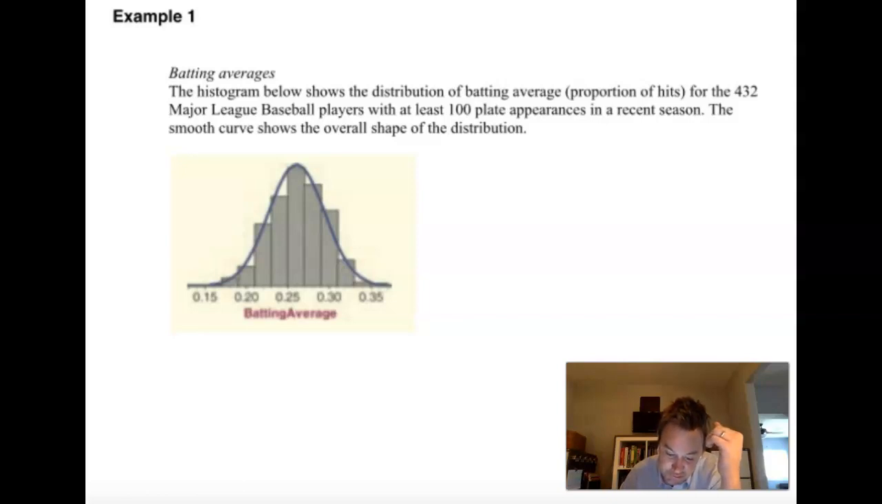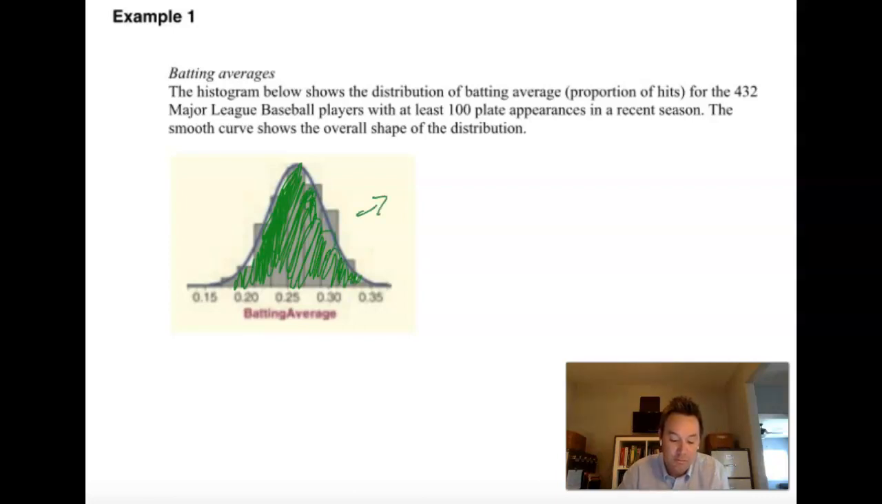All right, let's do an example. The histogram below shows the distribution of batting average for the 432 Major League Baseball players with at least 100 plate appearances in a recent season. The smooth curve shows the overall shape of the distribution. Remember that it's an idealization of the histogram and that it has a total area of 1, meaning 100% as a proportion of the data.